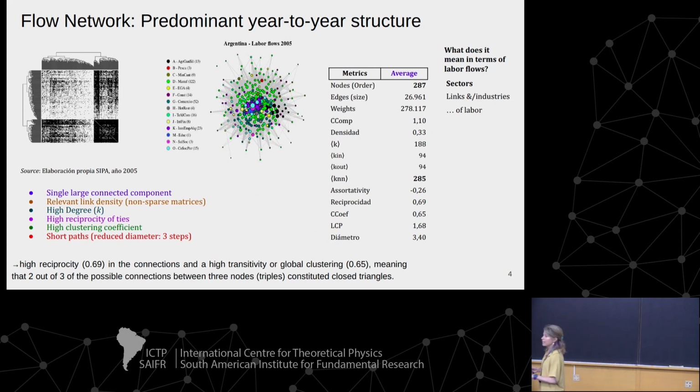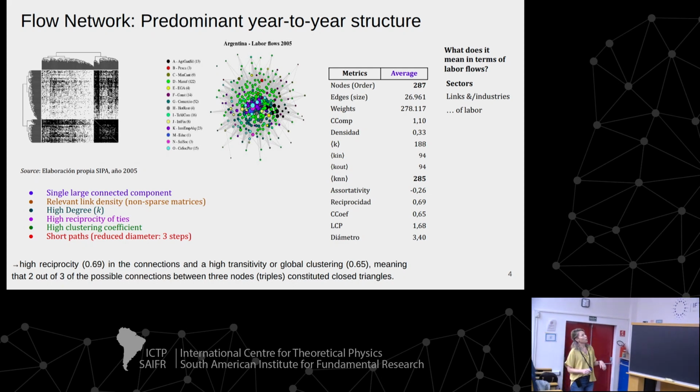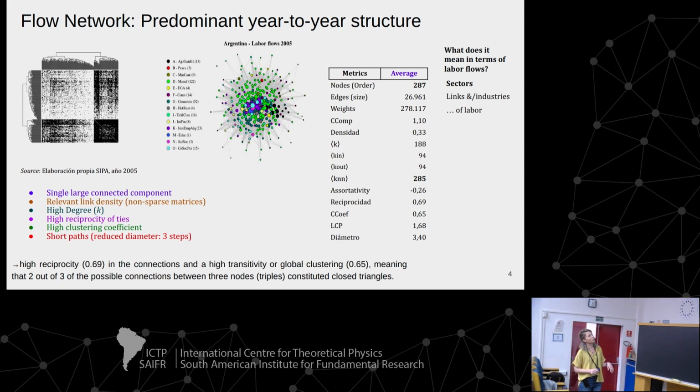What I showed yesterday is the predominant year-to-year structure of our labor network. Why is it predominant? Because I have 24 periods, so I have 24 different structures, different representations of my labor mobility network. This is how the predominant structure looks, because then I have some transitions that have to do with economic crisis periods, and we will see this.